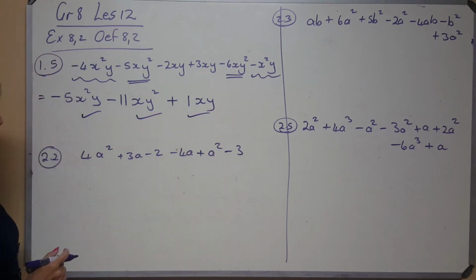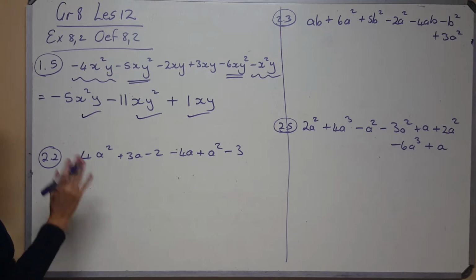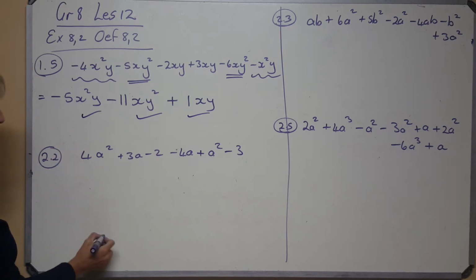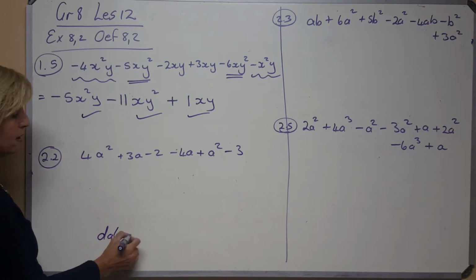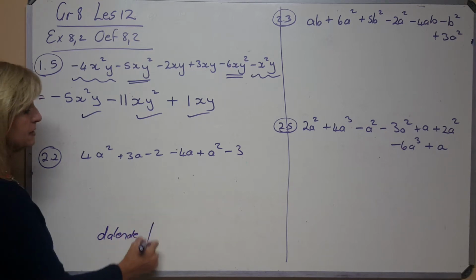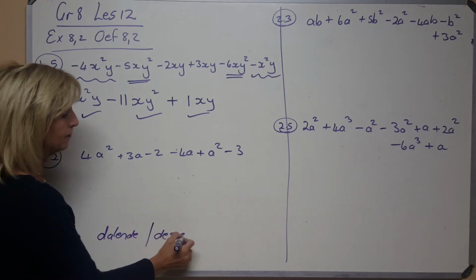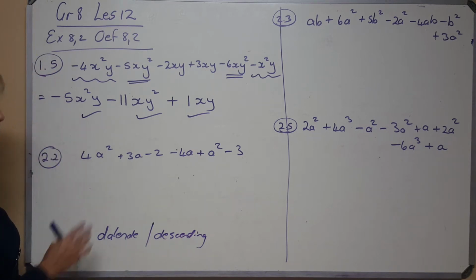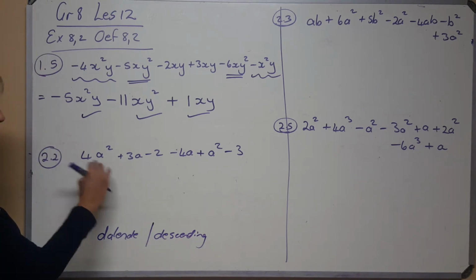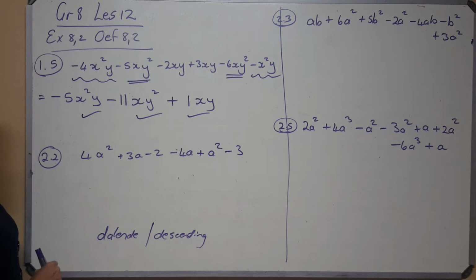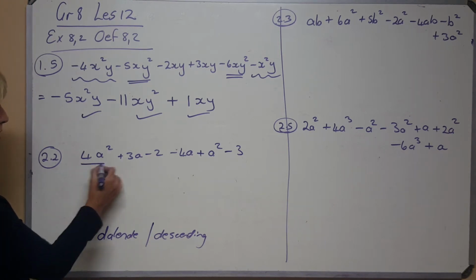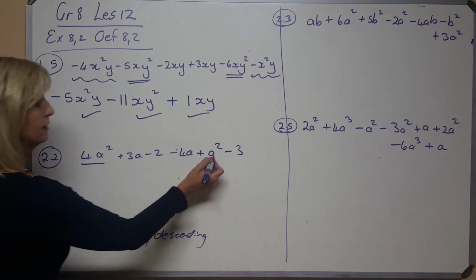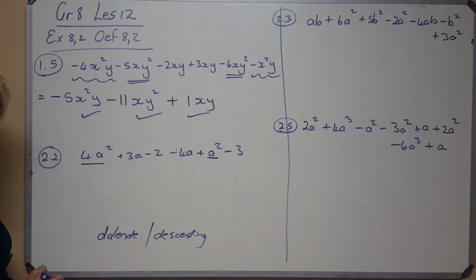Goed, selfde ding, jy moet gaan bymekaar tel hierso, maar die vraag het ook gesê, los jou antwoord in dalende magte van x. It must be in descending order of the powers of a. So as ek klaar opgetel het, dan moet dit in dalende magte van a wees. So daarom kan ek sommer maar begin by die a kwadrate. What is like to that one? Die ene met die a kwadraat is gelyksoortig aan hom.